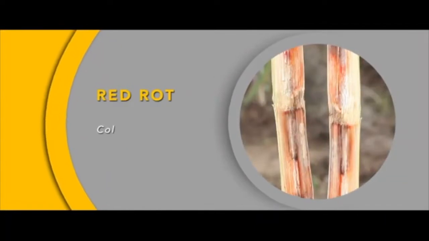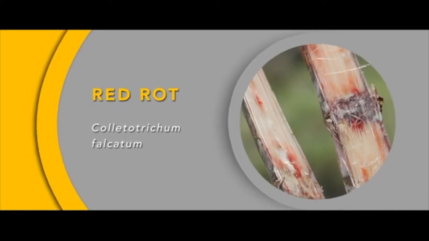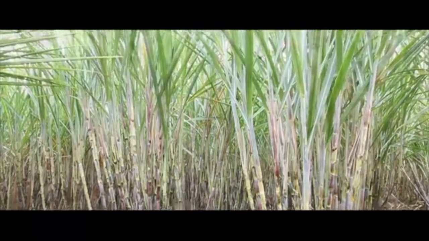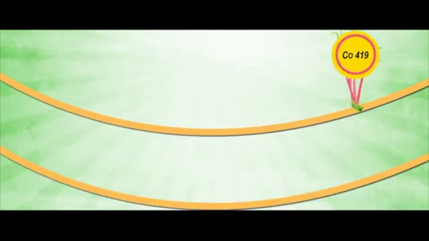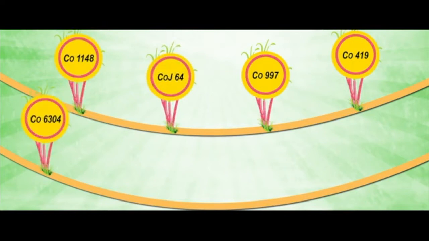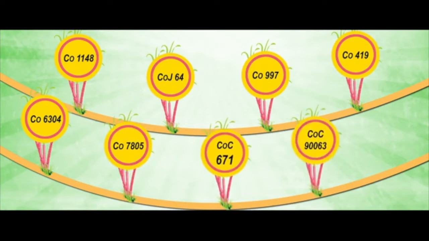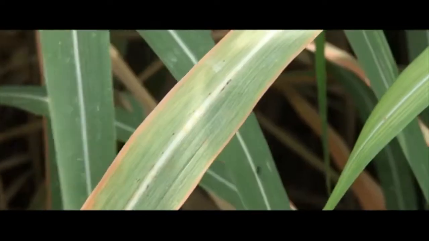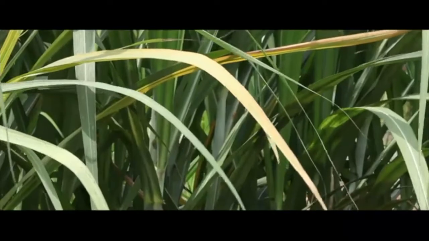Red rot, caused by Colletotrichum falcatum, is the most dreaded disease in sugarcane, being responsible for the elimination of several important sugarcane varieties like CO419, CO997, COJ64, CO1148, CO6304, CO7805, COC671, COC90063, and COC92061 in the past.